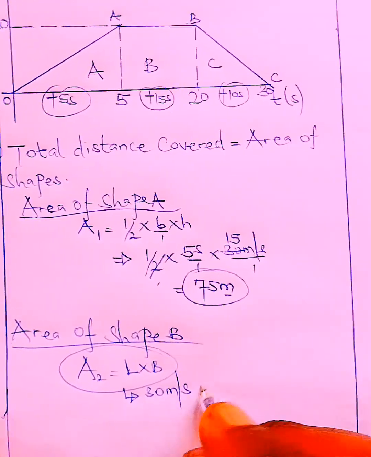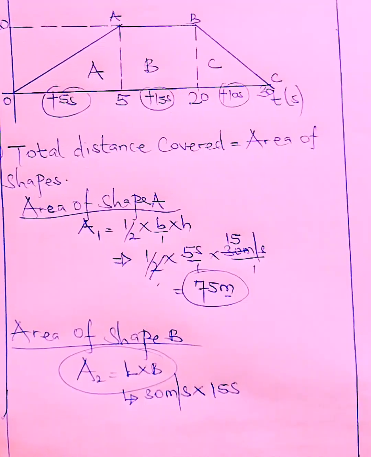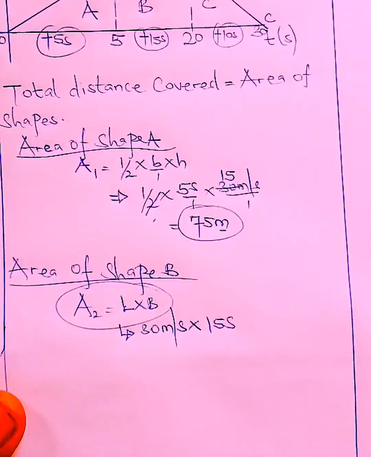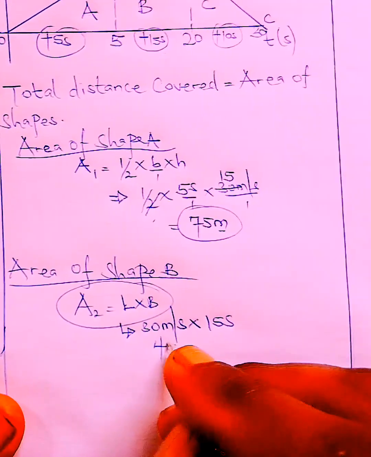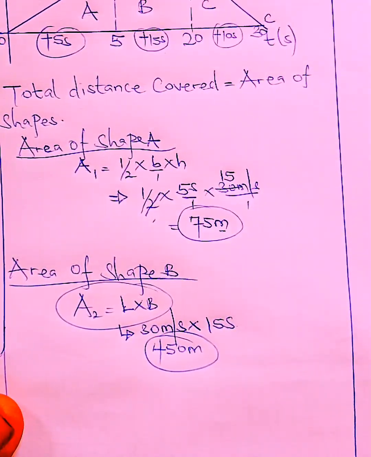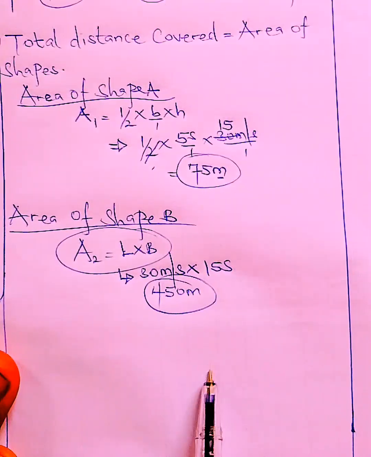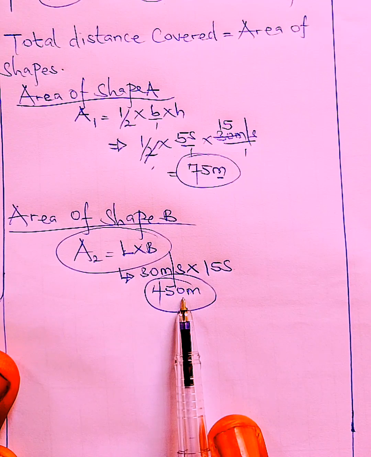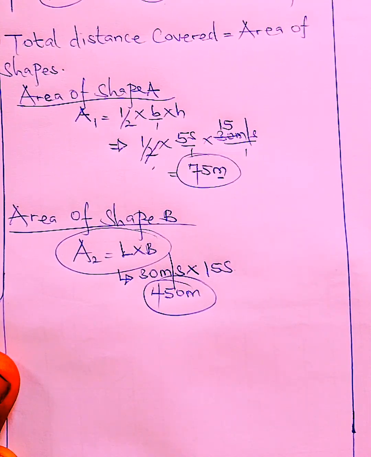30 meters per second, while the breadth is 15 seconds. That's what we have. We're almost there. So 30 times 15 will give us 450 meters. We're done with that. So the area of shape B is 450 meters. So from point A to point B, the body covered 450 meters.